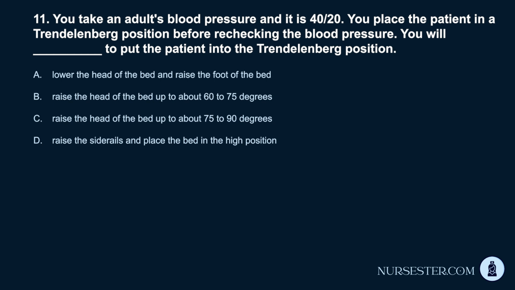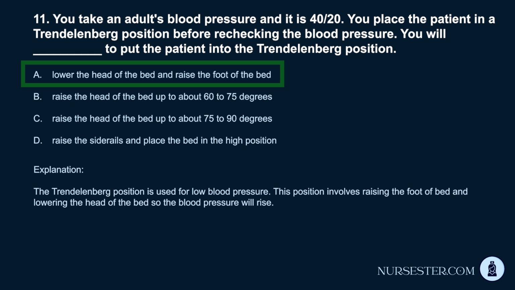B. Raise the head of the bed up to about 60 to 75 degrees. C. Raise the head of the bed up to about 75 to 90 degrees. D. Raise the side rails and place the bed in the high position. Correct answer, A. Lower the head of the bed and raise the foot of the bed.